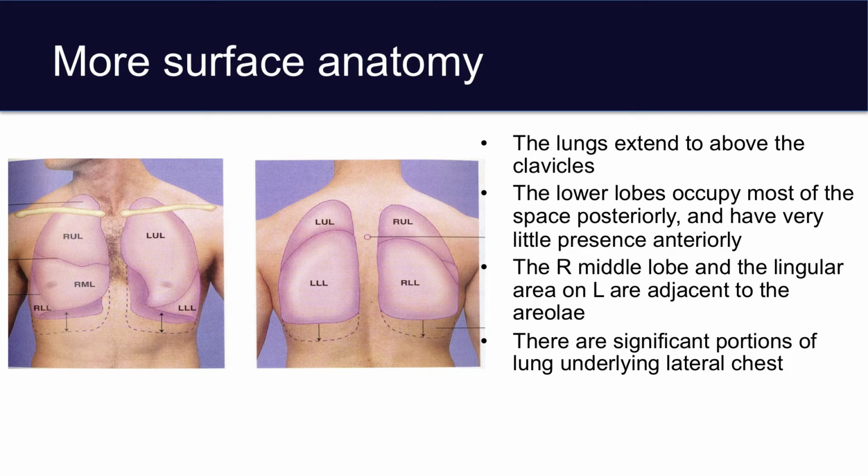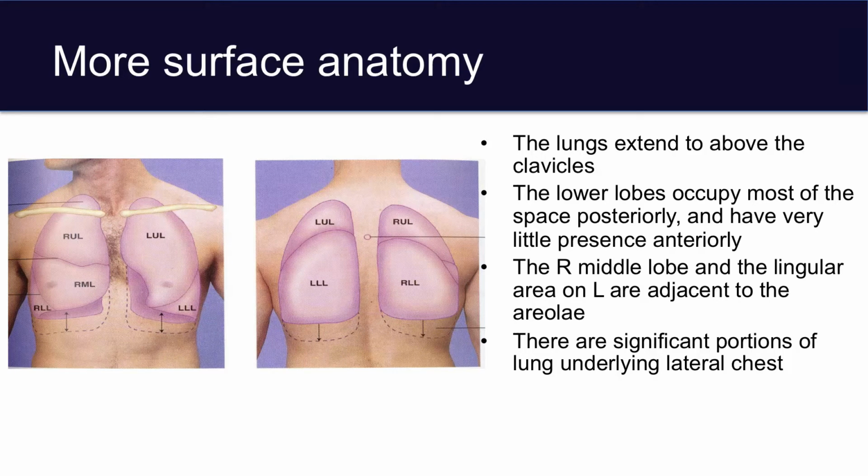The lower pectoral area on the right overlies the right middle lobe. On the left, there are only two lobes. Most of the front is overlying the left upper lobe. On both sides, small sections of the lower lobes wrap around the lower lateral parts of the chest bilaterally.